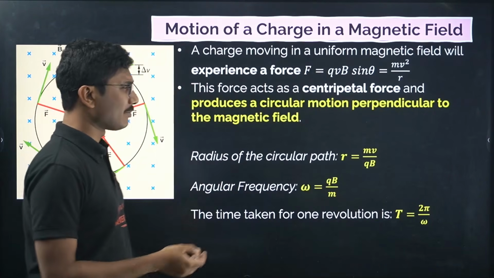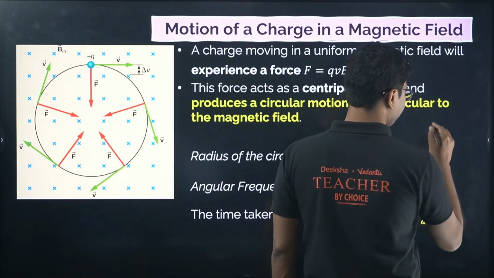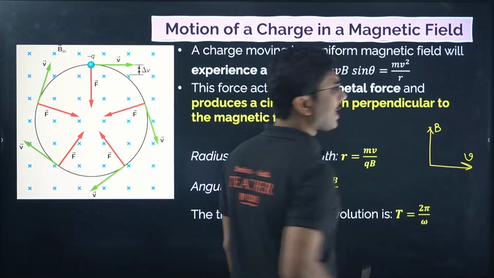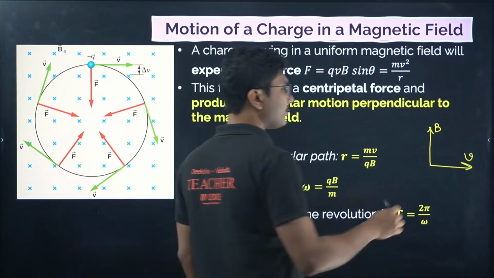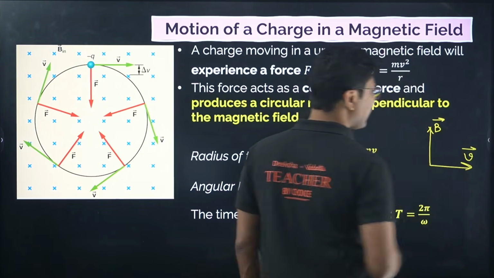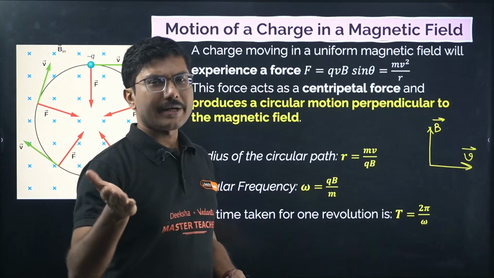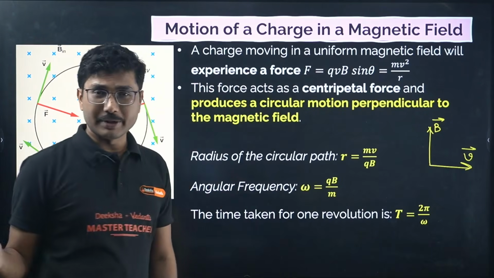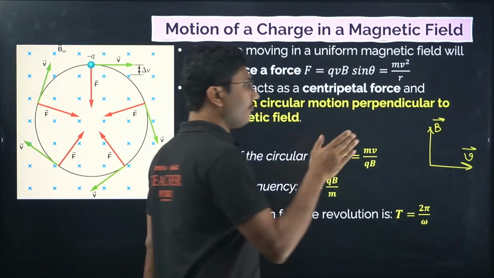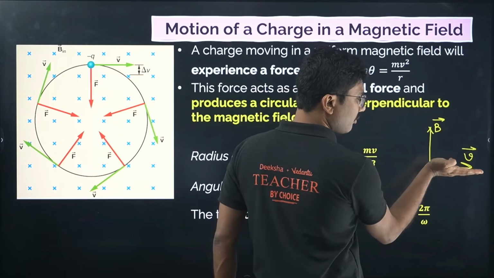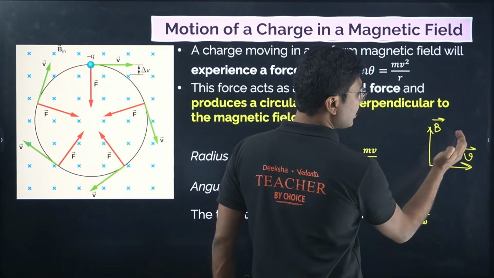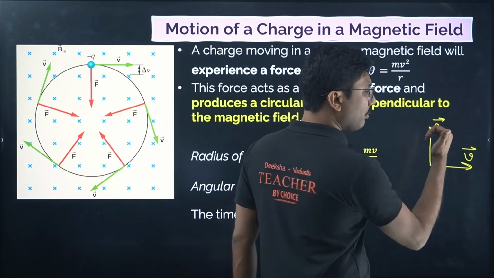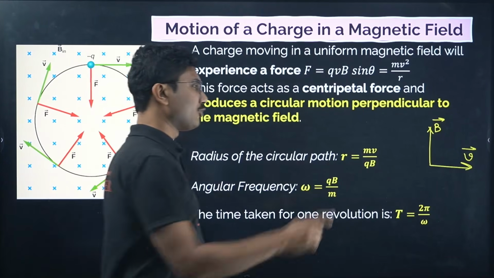So how to find the direction, by the way? Suppose this is the magnetic field, and this is the velocity. Then how can you find the direction of the magnetic force? It can be calculated using the cross product, where you point your fingers in the direction of the first vector, because it is V cross B. So first you point your fingers in the direction of V, then you curl your fingers towards the second vector, that is B. Then your thumb will point in the direction of the force, assuming the charge is positive.